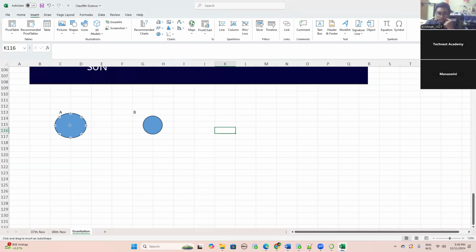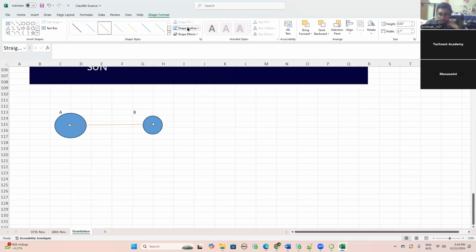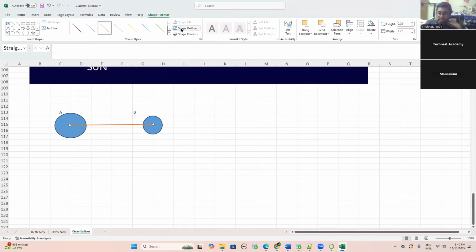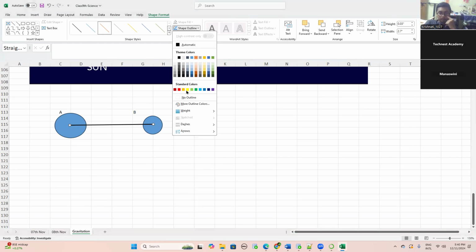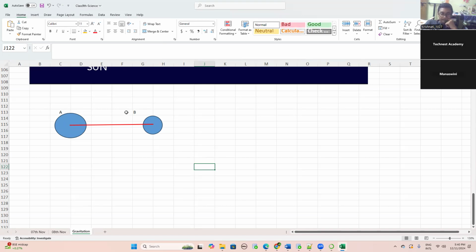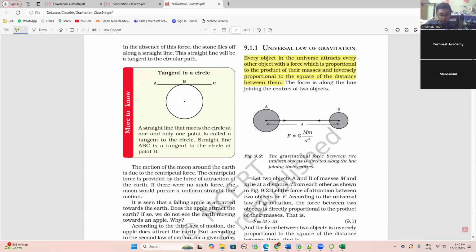Okay, so now suppose this is a straight line which is joining their centers. So the gravity, these two objects A and B, they both will apply force on each other. Suppose the distance between them is this small d. The small d is the distance between them.